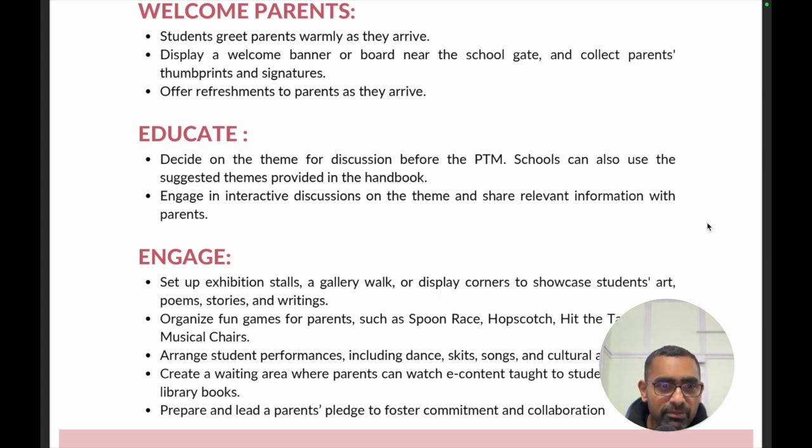You engage them in interactive discussions. What are their observations? What do they think of the school? What is the public image of the school? It's very important to know for the head of the school and for the teachers. And then you engage them.